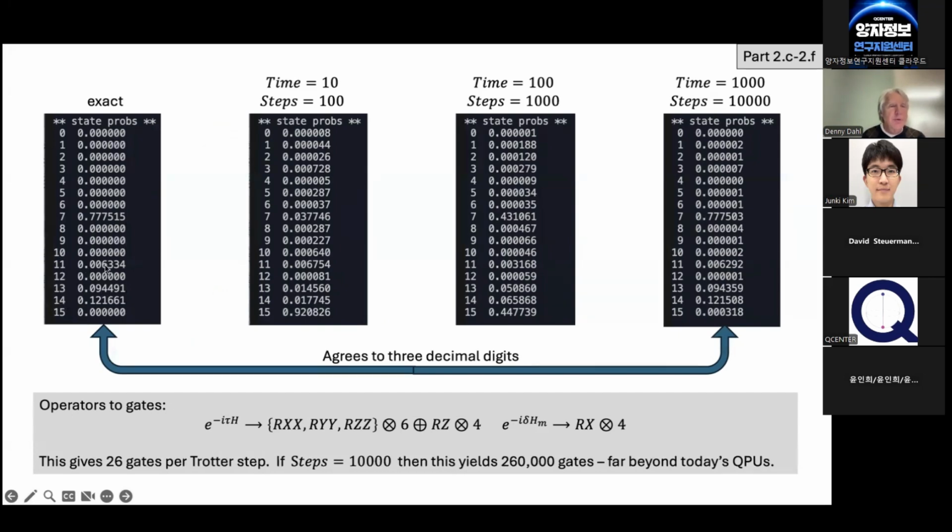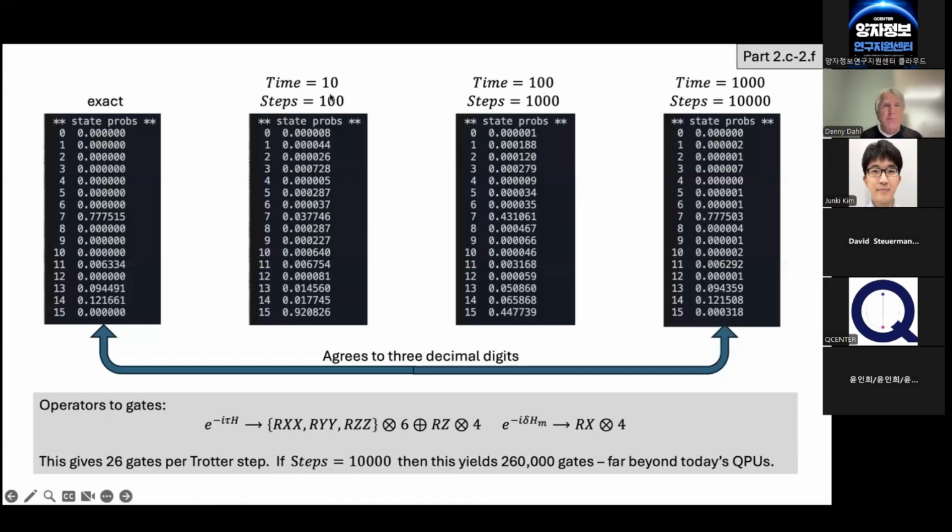So what I'm going to do then is adiabatic evolution, which is governed by the total time and the number of time steps. Then I'm going to compare the probabilities that come out of the adiabatic evolution with the exact probabilities. When my time is set to 10 here, you see that most of my probability is still in state 15. And I'm really expecting state 15 to have no probability in it. So this is not enough time. I've got to do my adiabatic evolution more slowly.